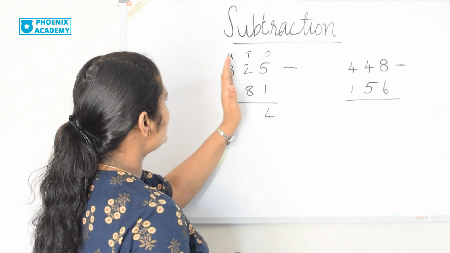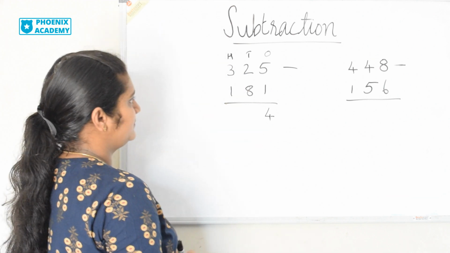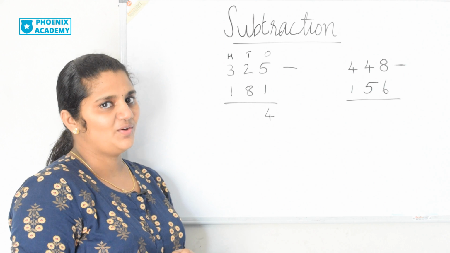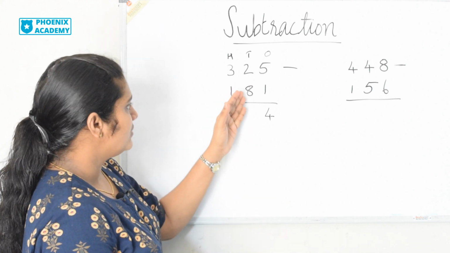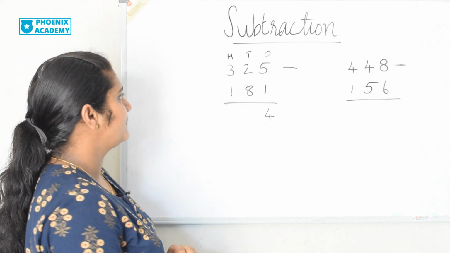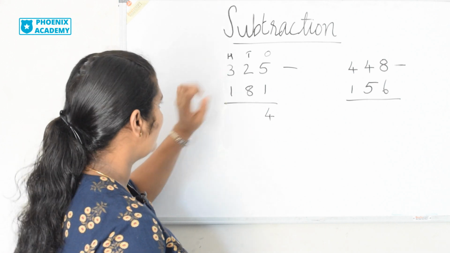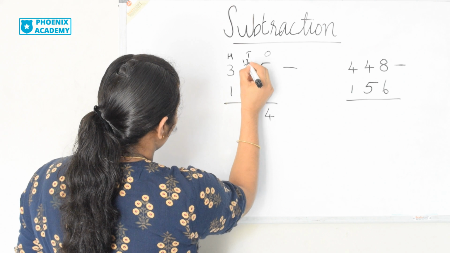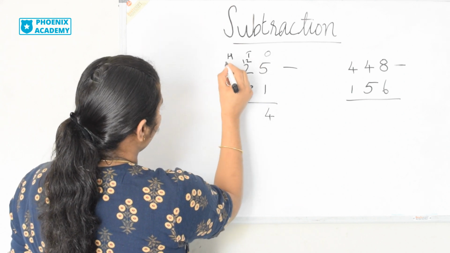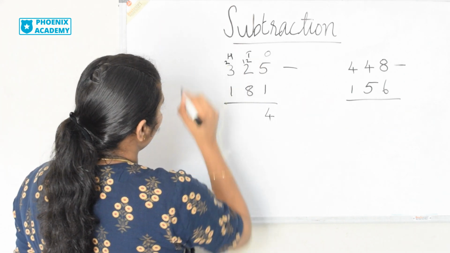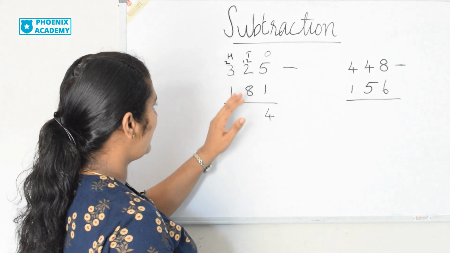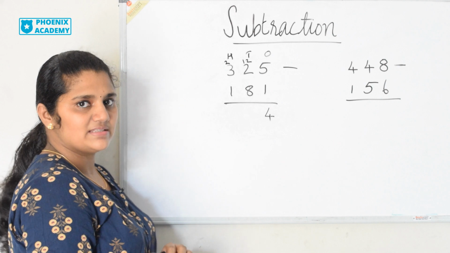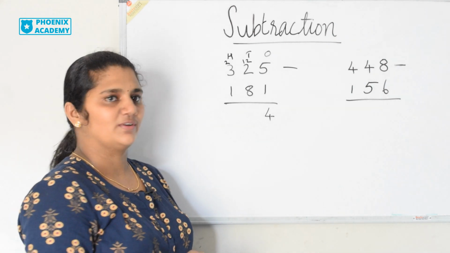Let's subtract tens now. 2 minus 8. Can we subtract 8 from 2? No, because 8 is a bigger number. So we take 1 from here. So this 2 becomes 12 and 3 hundreds becomes 2 hundreds. Let's subtract now. 12 minus 8. 12 minus 8 is 4.